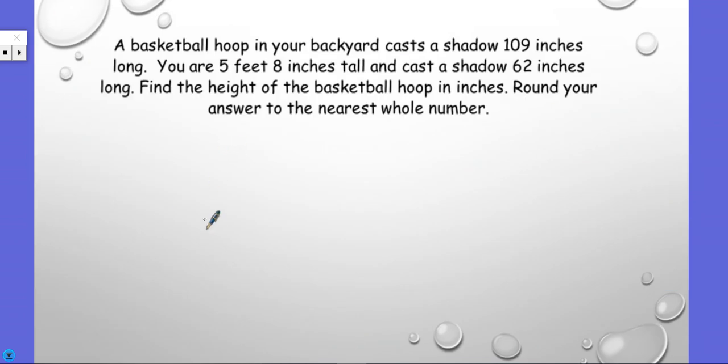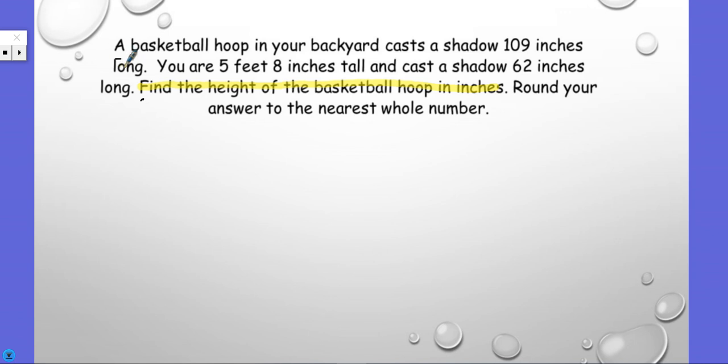All right, it says the basketball hoop in your backyard casts a shadow of 109 inches long. You are 5 feet 8 inches tall and you cast a shadow of 62 inches long. Find the height of the basketball hoop in inches. Round your answers to the nearest whole number. Okay, so this question is asking me to find the height of the basketball hoop in inches. And it wants me to round my answer to the nearest whole number.